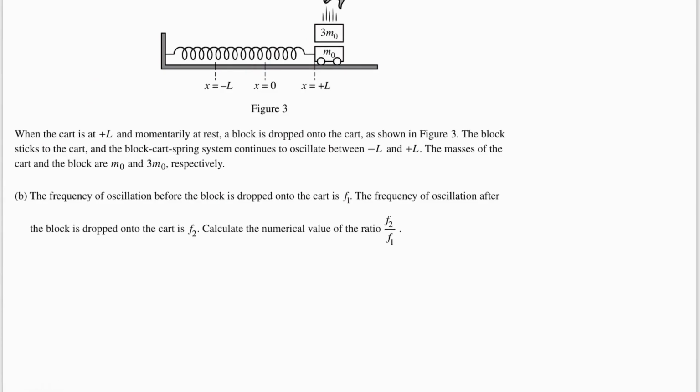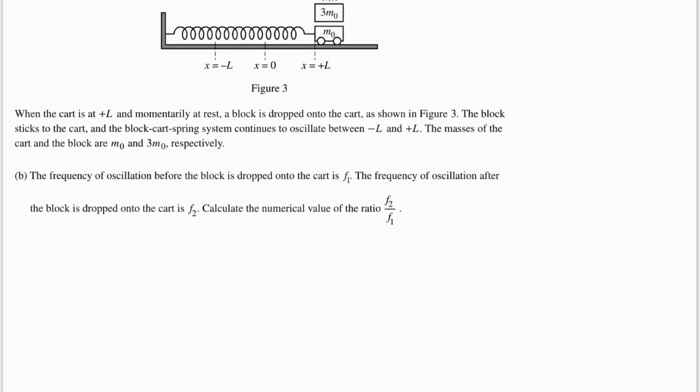Next part says, when the cart is at plus L here and momentarily at rest, a block is dropped onto the cart, as shown in figure 3. The block sticks to the cart and the block cart spring system continues to oscillate between negative L and positive L. The masses of the cart and the block are m0 and 3m0 respectively. The frequency of oscillation before the block is dropped onto the cart is f1. The frequency of oscillation after the block is dropped on the cart is f2. Calculate the numerical value of the ratio f2 over f1.